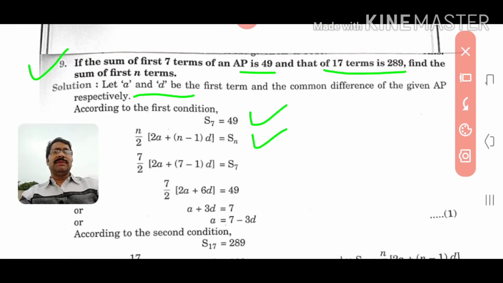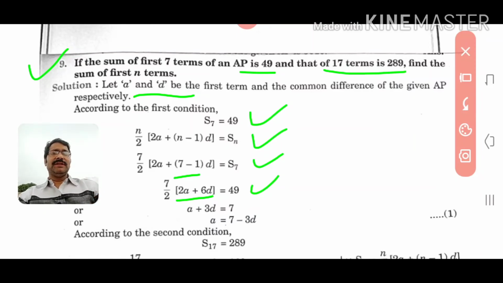So here in place of n you will put 7. So n by 2 means 7 by 2 (2a plus (7 minus 1)d) equal to S7. S7 is 49 and 7 minus 1 is 6, so we get 7 by 2 (2a plus 6d) equal to 49. From these two terms you can take 2 common, and that 2 will be cancelled by the outside 2. So we have 7(a plus 3d) equal to 49, and that 49 you can cancel by 7.